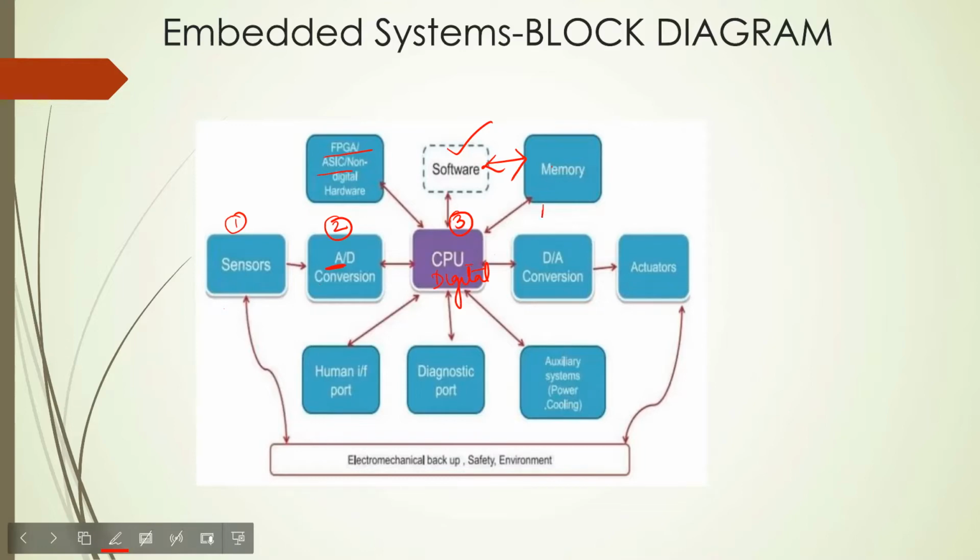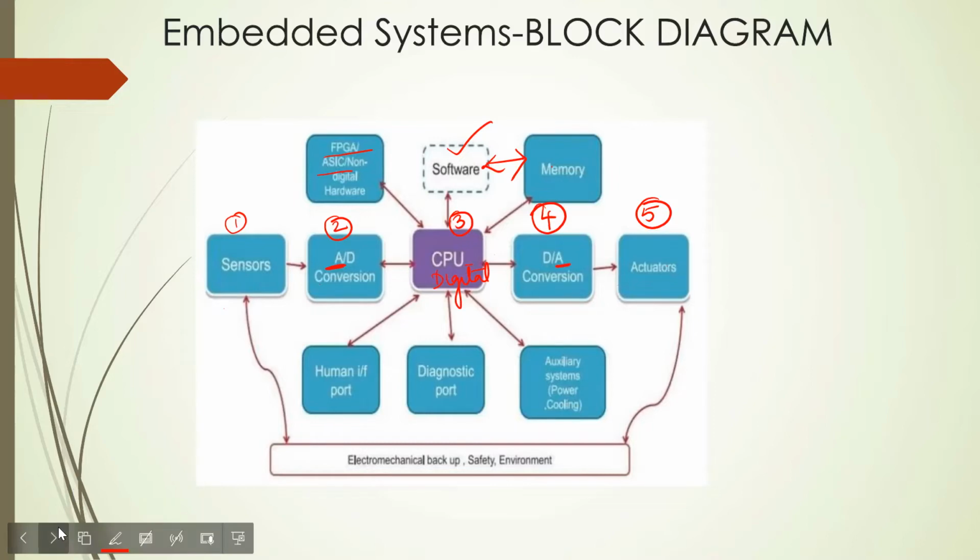Now your fourth block is your digital to analog converter. Once your CPU does all the processing, the digital quantity is again converted to an analog quantity. Now the control goes to your actuator. What will your sensor do? Your sensor will convert a physical quantity to an electrical quantity. What will your actuator do? Your actuator will do just the opposite of your sensor. It converts the electrical quantity back to a physical quantity, that is, a mechanical action.